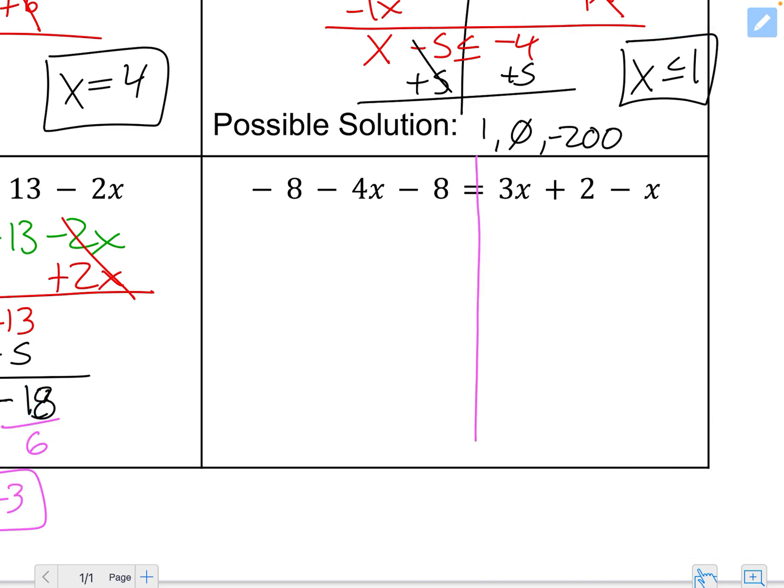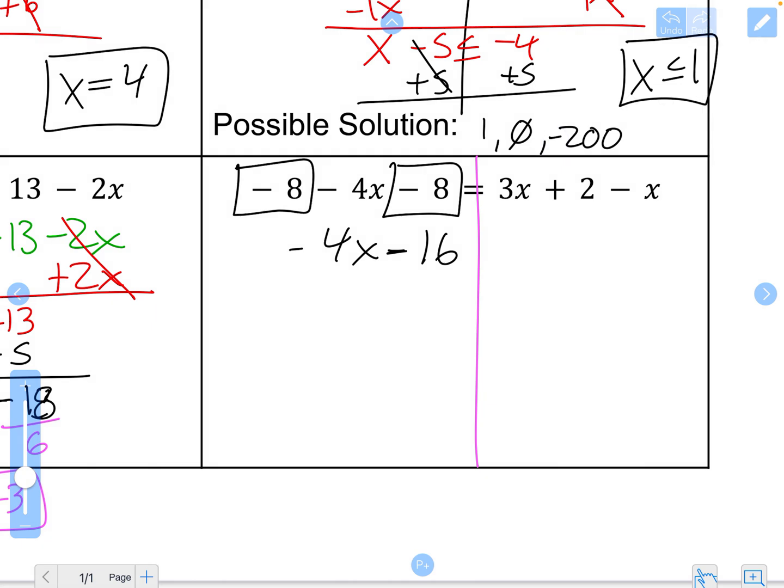All right, our last problem here. So I'm going to find my like terms on this side. Negative 8 and negative 8, they do not cancel out because they're both negative. It's going to stay negative, and I'm going to add them together, and then I'm going to bring down my negative 4x. Here on this side, I've got 2 variable terms. So 3 minus 1 becomes 2x, and I'm going to bring down that positive 2.